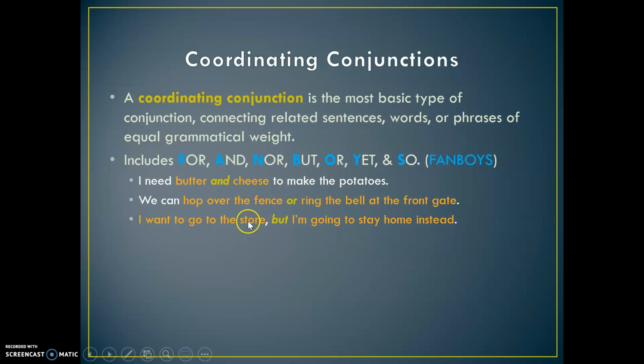In our last example, we have sentences connected with the fanboys. So if you remember in our comma rules, we have to put a comma at the end of the first independent clause, then our fanboys conjunction, then the second clause here. Okay, so don't forget the comma rules for coordinating conjunctions.